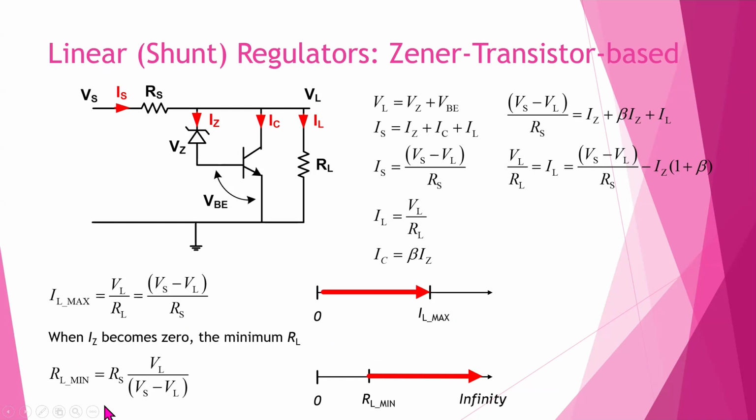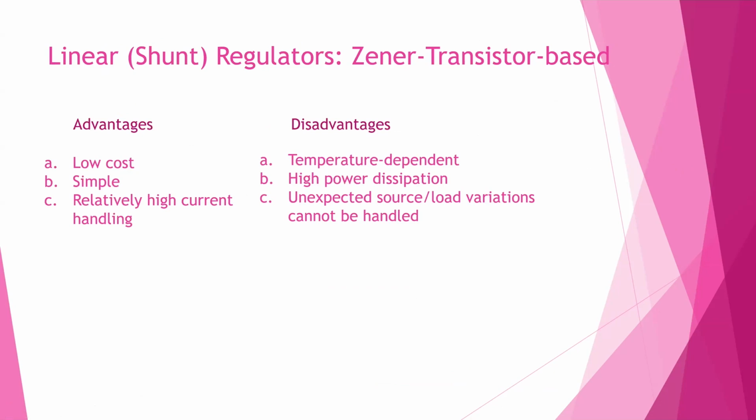Now here is the expression for the minimum load resistance, given by this equation. So the load resistor has this variation. It has some lower boundary, and the load resistor can change to a very high value. And here are the advantages and disadvantages of the shunt regulator. The advantages are low cost, simple, and relatively high current handling. Compared to the previous regulators, this structure can handle relatively high current.